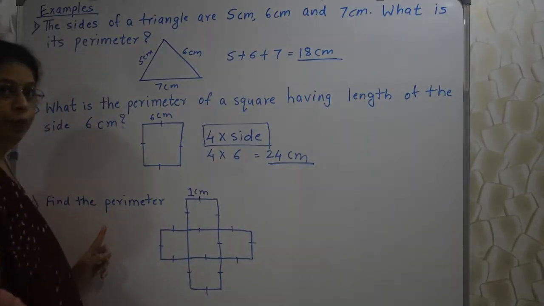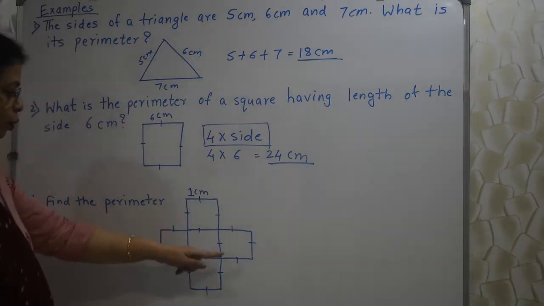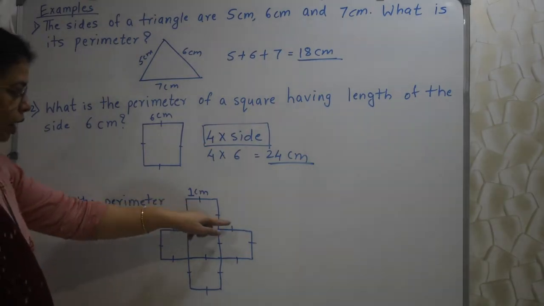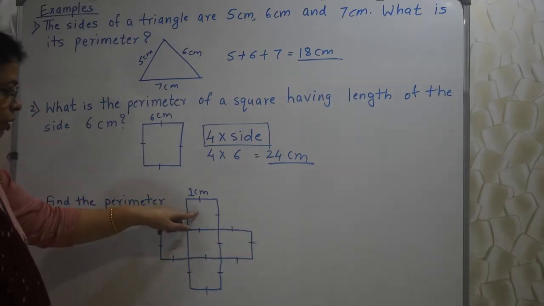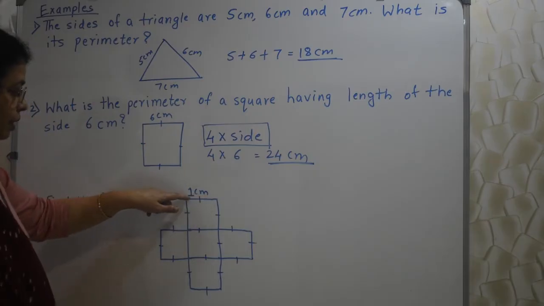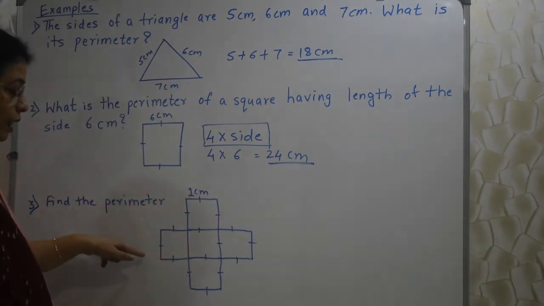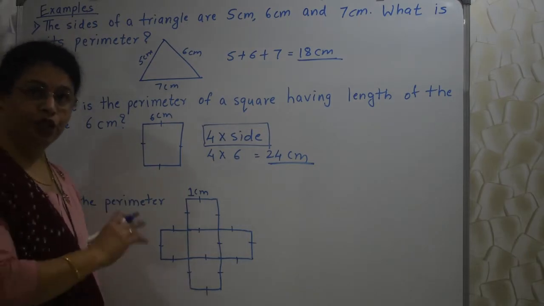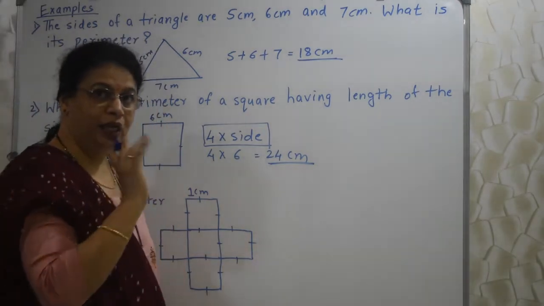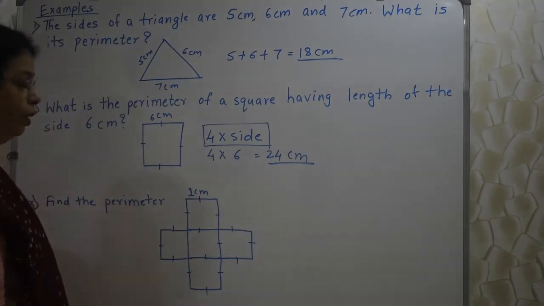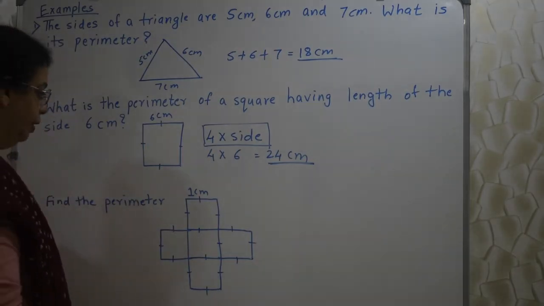Now this is very important, students. I have given you one diagram or figure. I have indicated these small lines. Why? Because this one side is 1 centimeter, and all these small lines indicate that all sides of this figure are 1 centimeter each. So everything is 1 centimeter. What is going to be the perimeter?